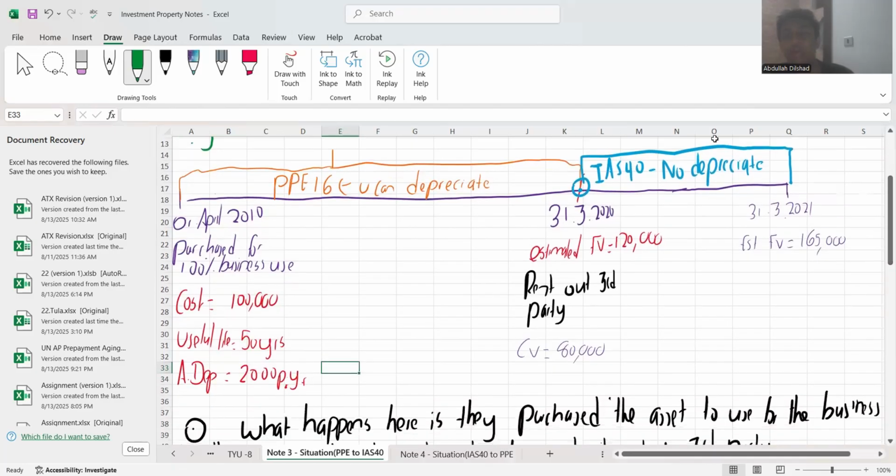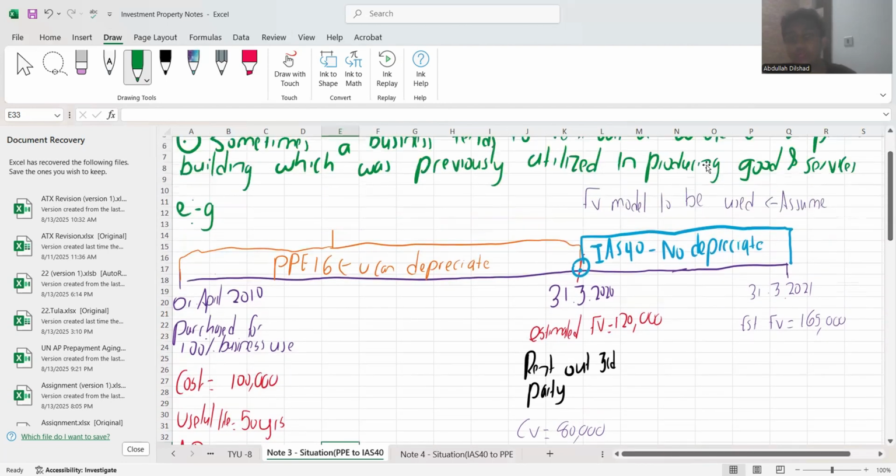But from 31st March 2020, IAS 40 gets activated. That standard gets activated. So from that day onwards, you all need to do initial measurement at cost and subsequent measurement. I told you all the examiner will specifically mention which accounting model you are supposed to use. In this particular question, he is telling us to use the fair value model.